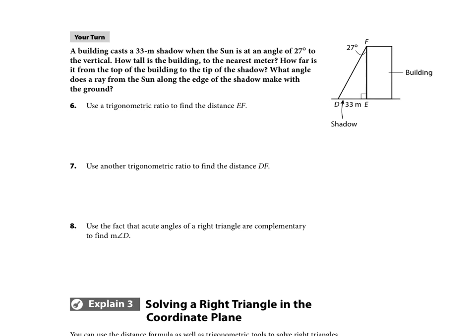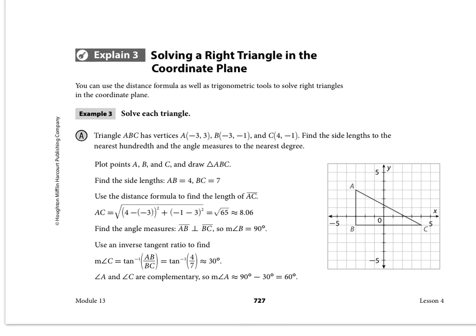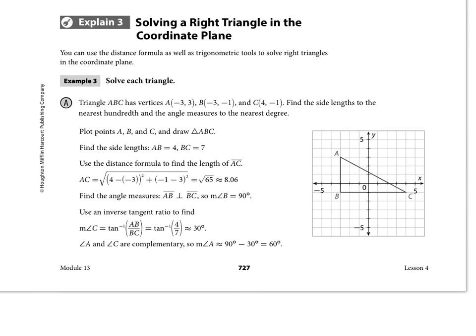Okay, if you're done the your turns for explain 2, we're going to move on to explain 3. And that is solving a right triangle when that right triangle is located on the coordinate plane. So we're going to do the same thing for solving the triangle, remembering that that means we're finding all the missing pieces. But if it's plunked on a coordinate plane like this, sometimes it's a little easier to find distances. Particularly on this example, we can count some coordinates.